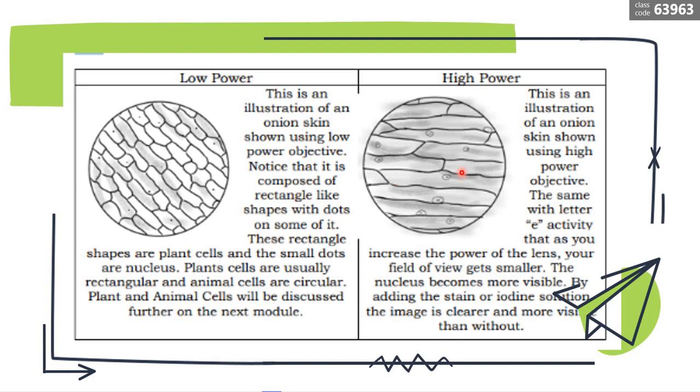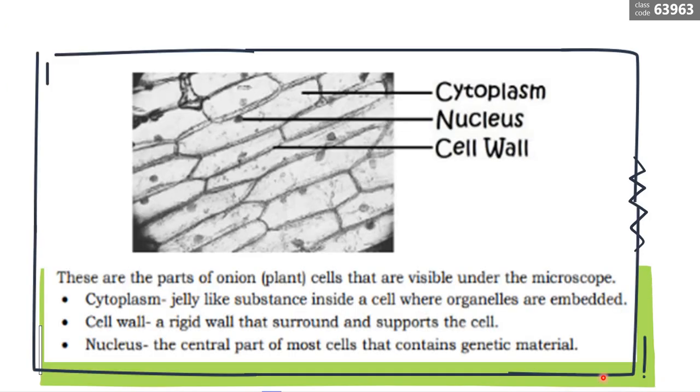Let us have this. When we use the high power, this is the illustration of onion skin shown on high power objective. Notice that as you increase the power of the lens, your field of view gets smaller. The nucleus becomes more visible. By adding the stain of iodine solution, the image is clearer and more visible than without. Look at this, it is bigger than this. So there's a difference between low power and high power objectives. And remember this.